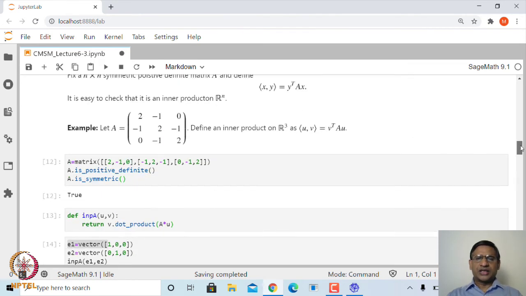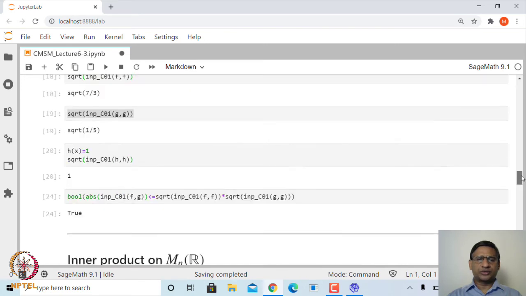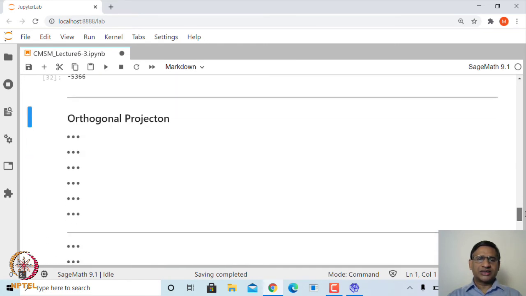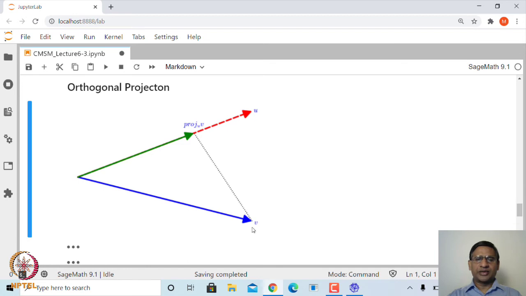Once we have an inner product on a vector space, we also saw how to define orthogonal vectors. When do you say two vectors are orthogonal with respect to that inner product? Now, let us extend this idea of orthogonal projection, which we have done in the case of dot product in Rn. So, if you have an inner product space and a vector v and a vector u, say you want to find the orthogonal projection of v onto u, see, the definition which we have looked at for dot product, that dot product will be replaced by inner product, that is all.